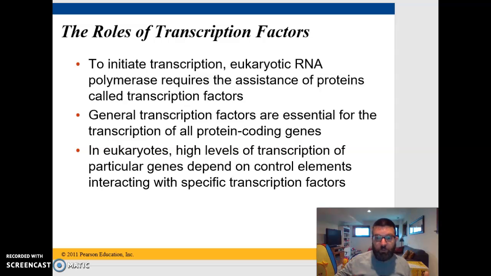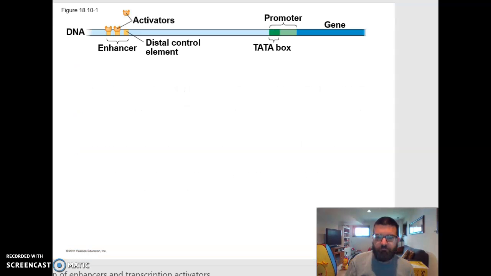But in order for these control elements to matter, right, you have to have certain transcription factors present. And which transcription factors are present is really going to help dictate which genes are expressed. So this is really the big way that eukaryotic cells are able to decide which genes are expressed and which are not. Some control elements are right next to the gene. Some control elements are very far away.